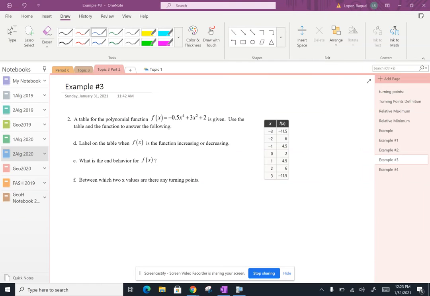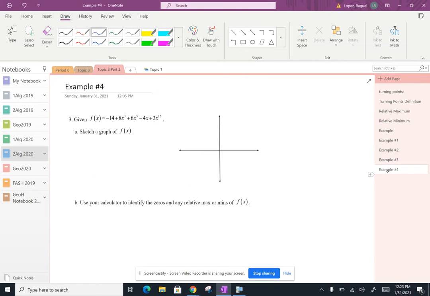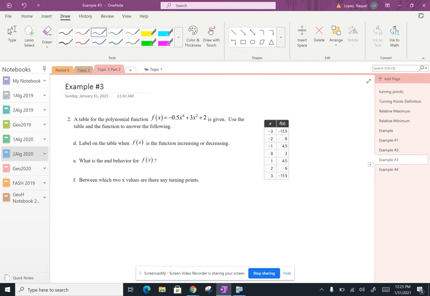Algebra 2. In this video, we'll be going over example 3 shown on the screen. We'll also be going through example 4, which is right here. If you need to look at the timestamps in the Google Slides to see where you would like to start the video to go over it, feel free to do that. So let's go ahead and get started.